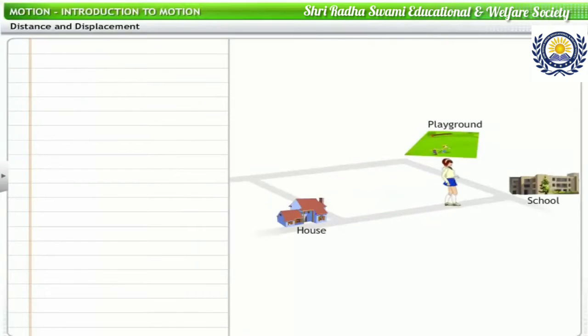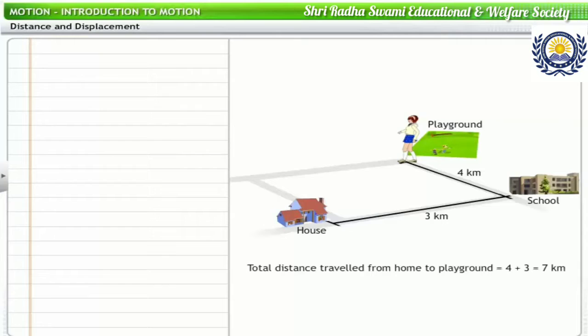Let's look at these quantities using an example. At the end of her school day, Mary goes from the school to the playground. The school is 3 kilometers away from her home and the playground is 4 kilometers away from the school. So, from home to school to the playground, Mary travels a total of 7 kilometers. This is the distance travelled by Mary.